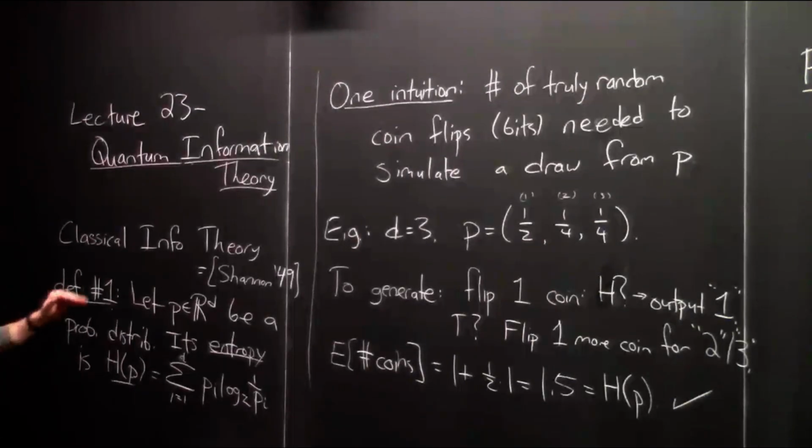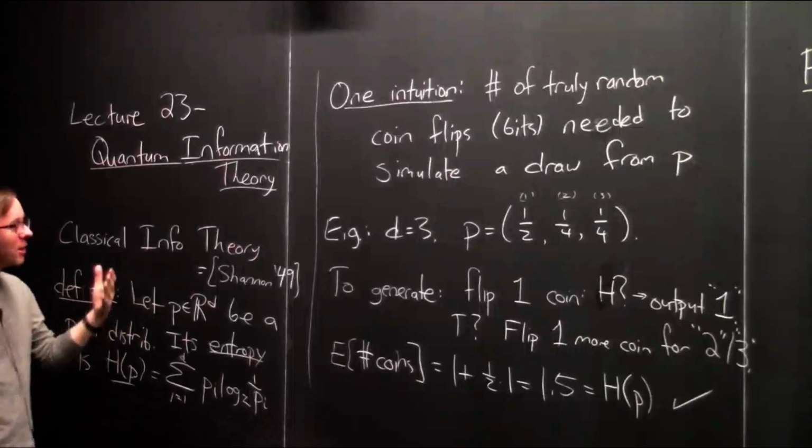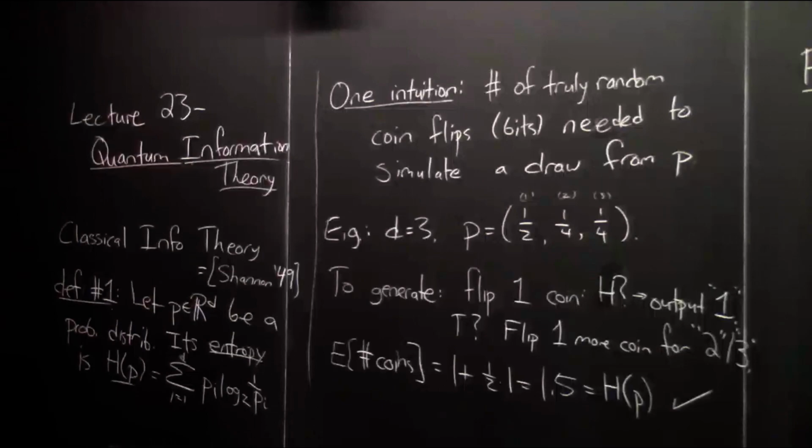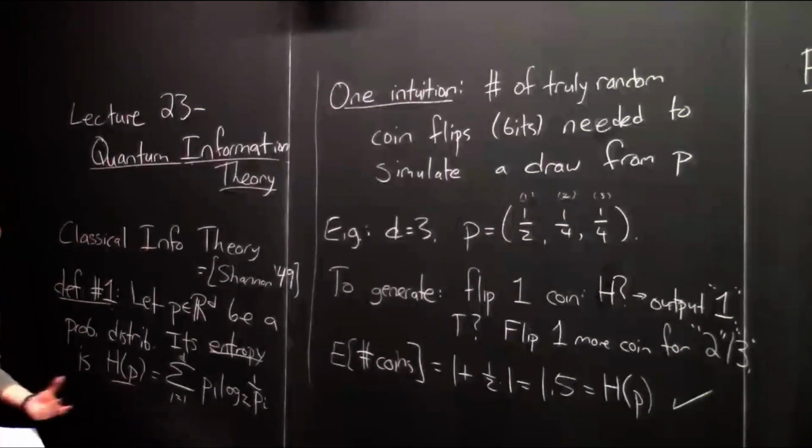OK, so information theory started and kind of, not ended, but it was all done basically in one paper by Shannon in 1949. And as before, let's go to just definition one. What is the most basic definition in information theory? It's a definition I hope you're familiar with, you've seen before.